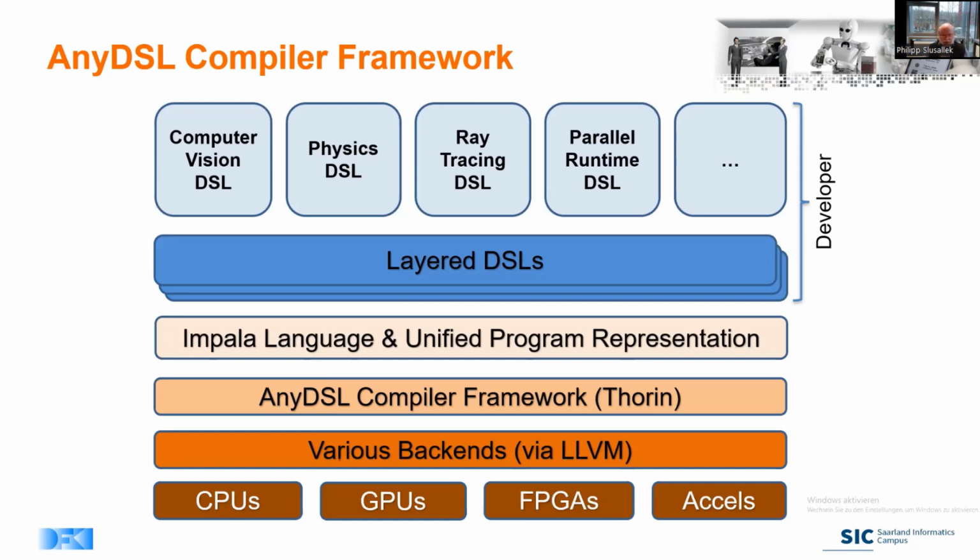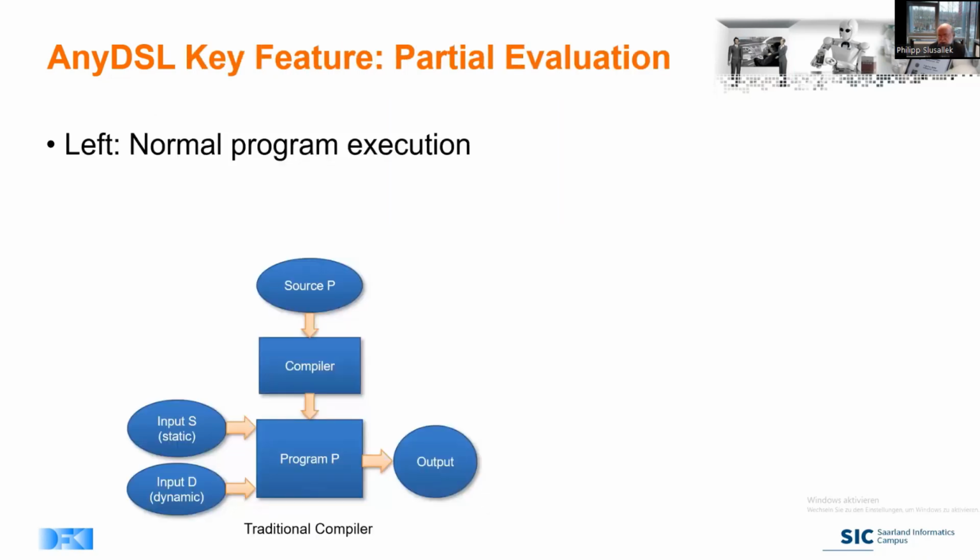It's sitting on top of a high-level internal representation, which does a lot of the compilation work. The key element here is partial evaluation, which is built into the compiler in a very aggressive way. And the really interesting part is that we can generate code for various backends, so for CPUs, for GPUs, now also for FPGAs and other accelerators. We're working on this now. That's something that not a lot of compilers can do. In particular, we can do that in a way that is performance portable.